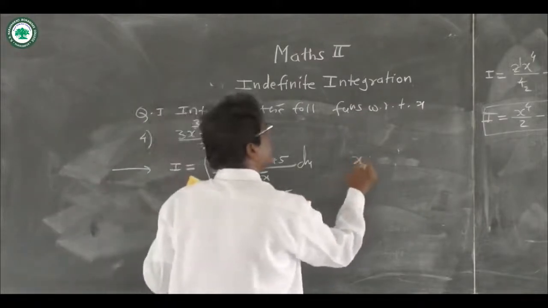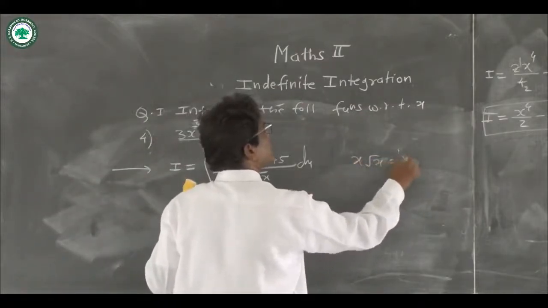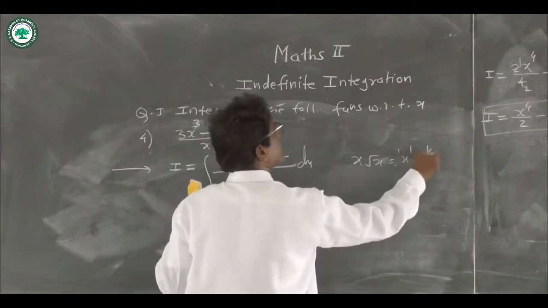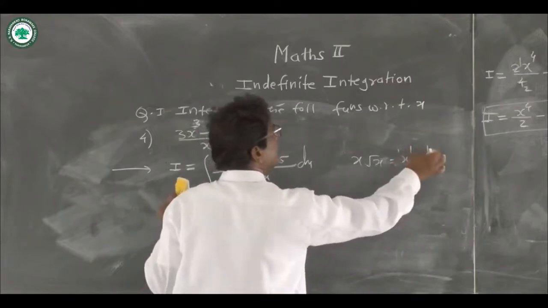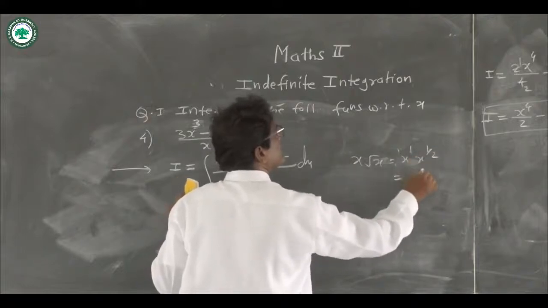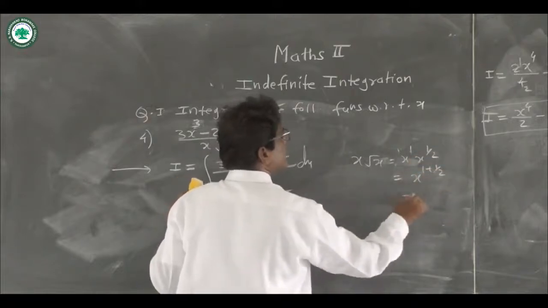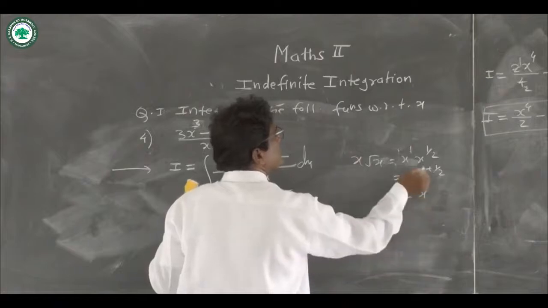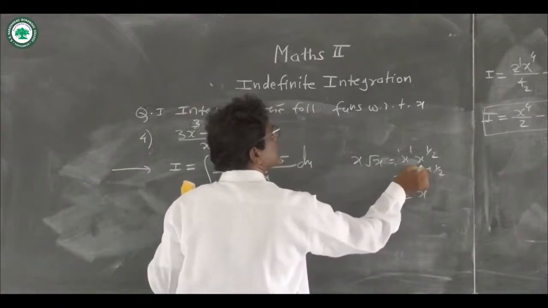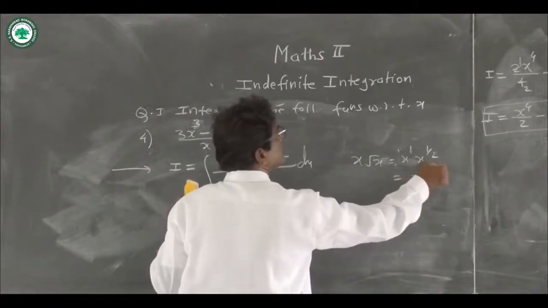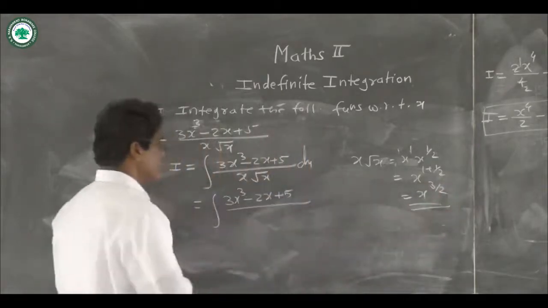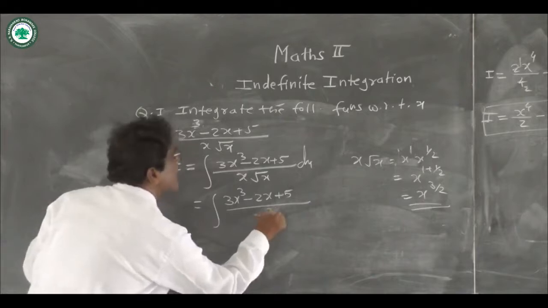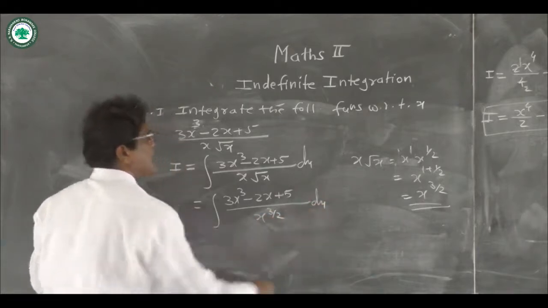Now see here, x root x, the power of x is 1, power of x is 1/2, and using the rule of indices we add this 1 and 1/2, so we get here x raised to 1 plus 1/2, so it is equal to x raised to 2 1s are 2, 2 plus 1 is 3, so 3 upon 2, so x to the power 3 by 2. Here it is x to the power 3 by 2 dx.